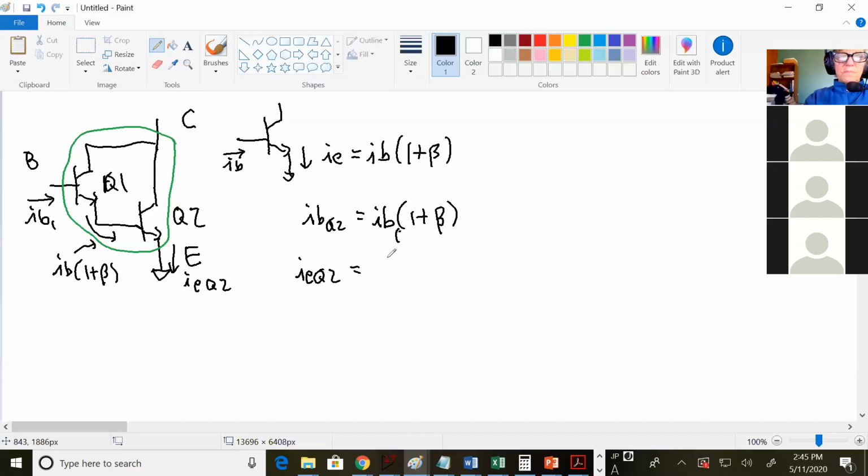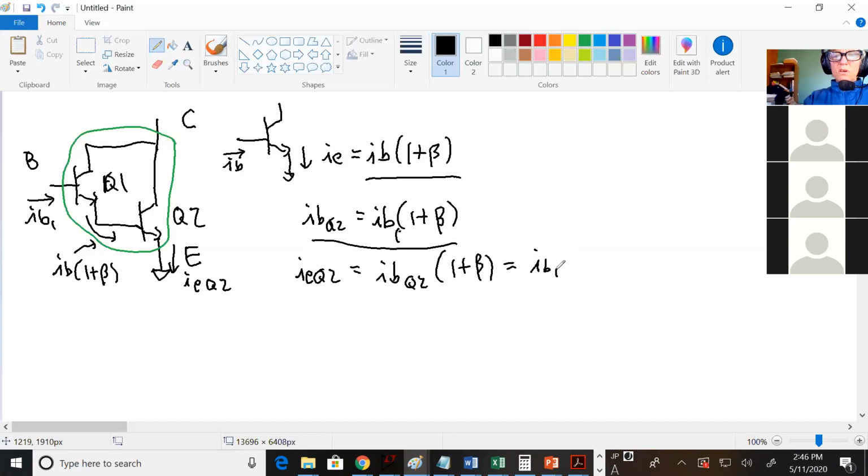IB times 1 plus beta. Okay. So how about in terms of IBQ2? You already gave me that equation, so I'll just steal it. I think it might be exactly what you said. But what's IBQ2? Just that. So you get IB1 times 1 plus beta, that's IBQ2, times 1 plus beta.